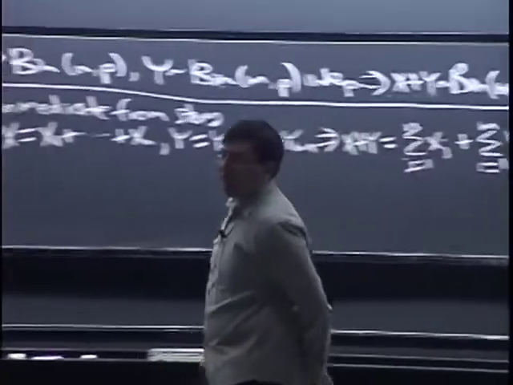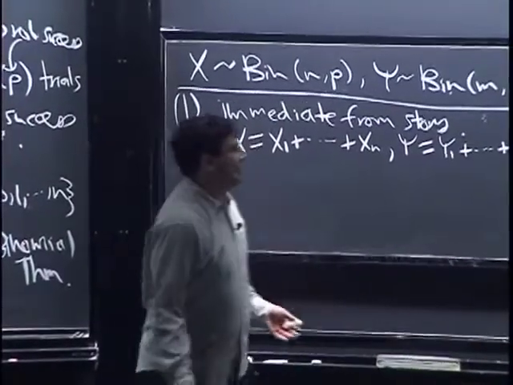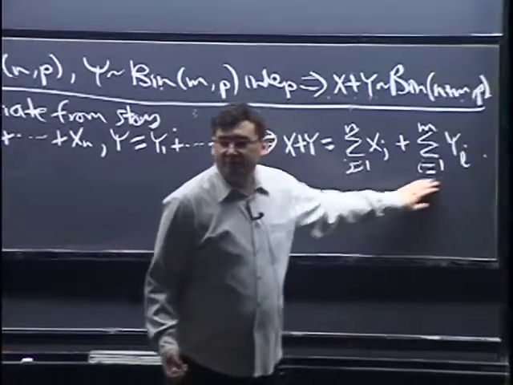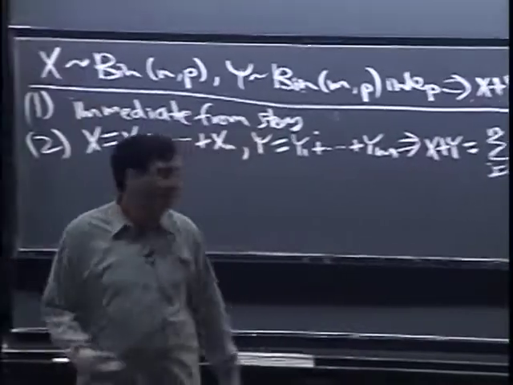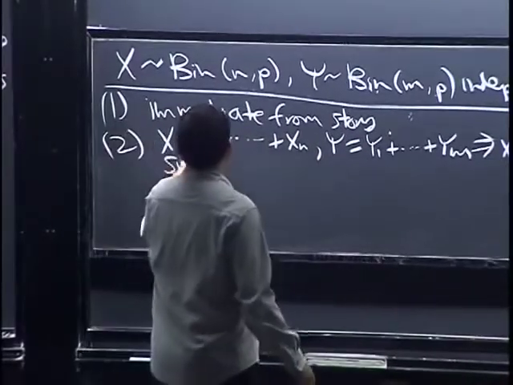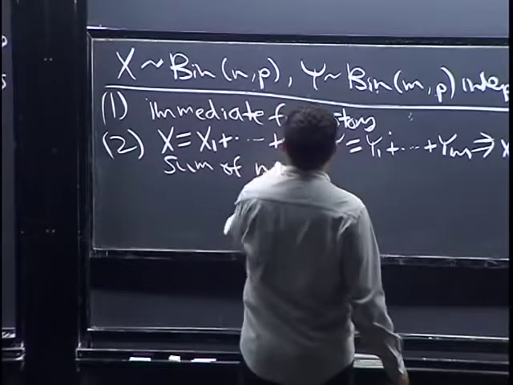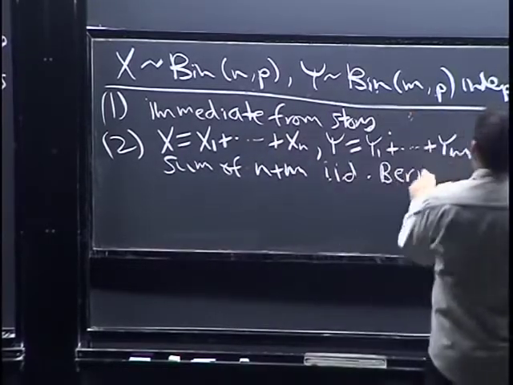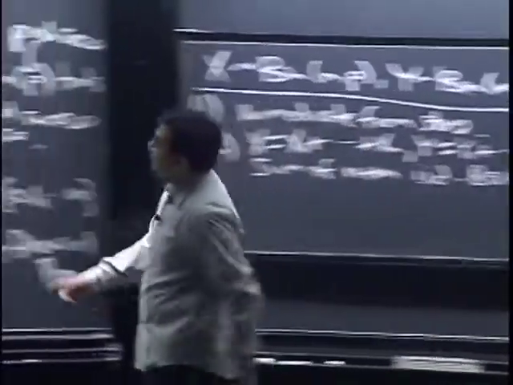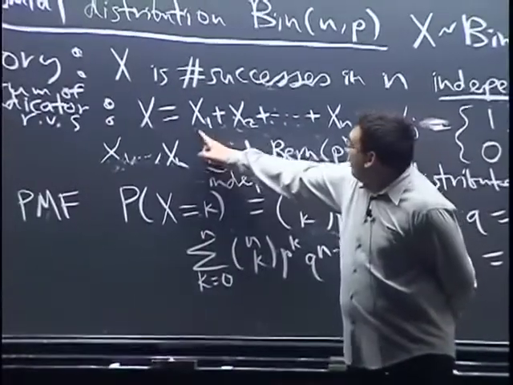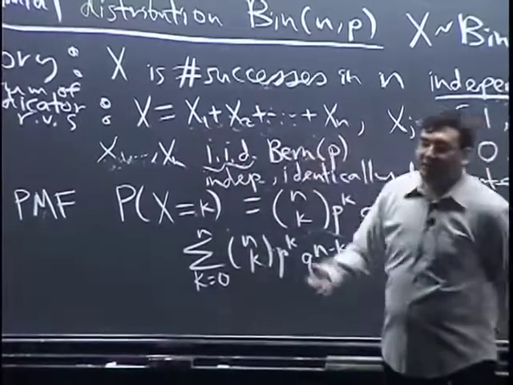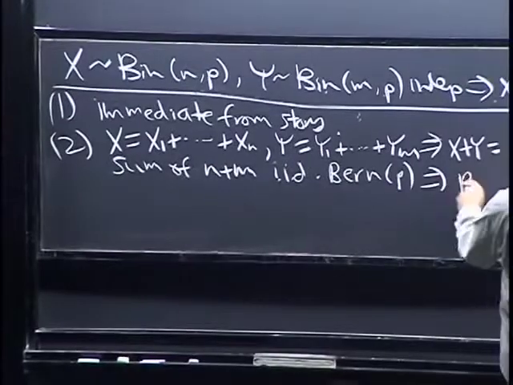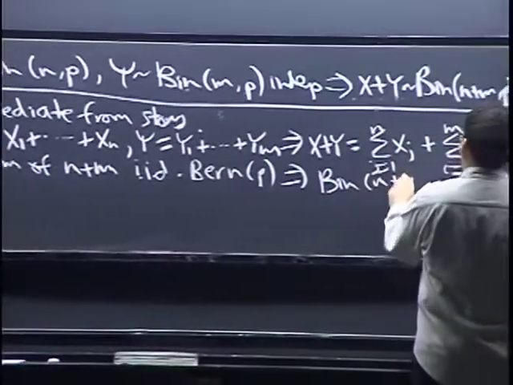Okay. Now all we have to do is recognize what form this is in. This is just a sum of n plus m independent Bernoulli p's, right? So that's a sum of n plus m IID, independent identically distributed, Bernoulli p's. But according to this, if we take a sum of n IID Bernoulli p's, that's a binomial n, p. And here there's n plus m of them. So therefore we have binomial n plus m, p.